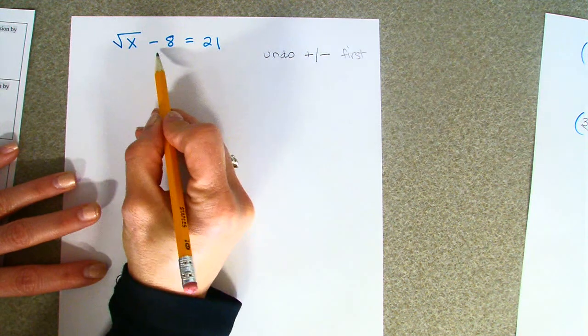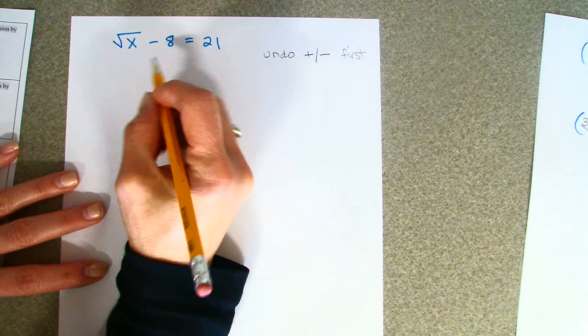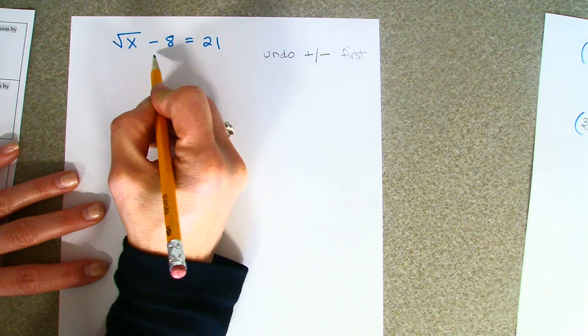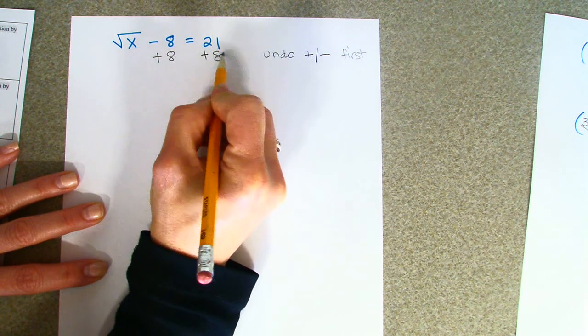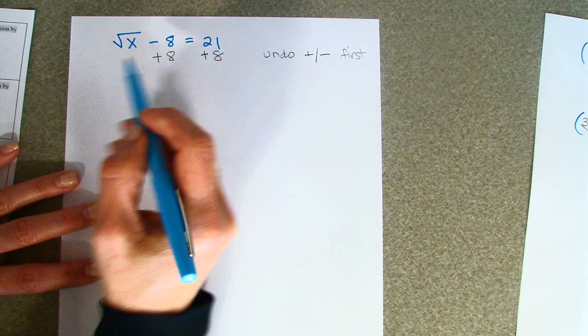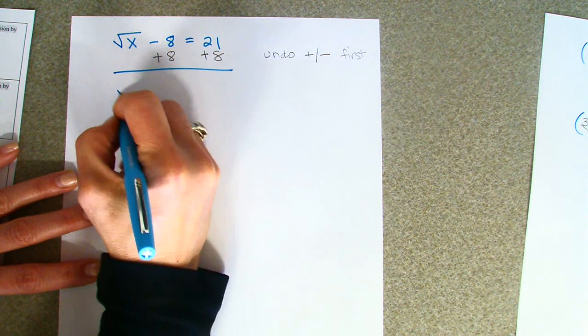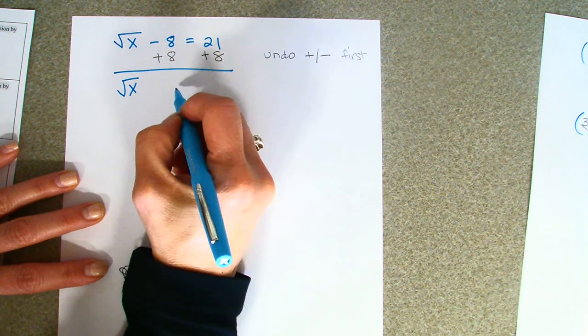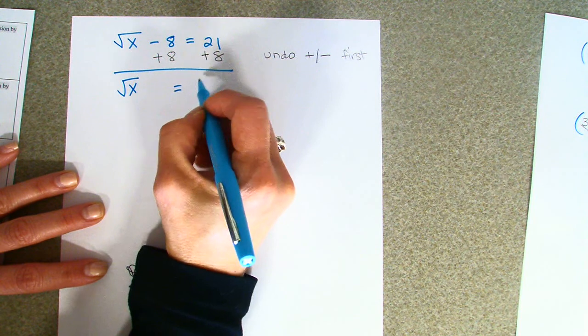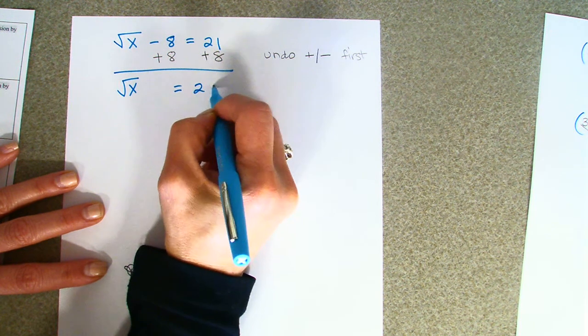So that means because I see a minus 8, that's what I'm going to undo first to get x by itself. And the opposite of a minus 8 is a plus 8. So I'm going to do that on both sides of the equal sign. I still have the square root of x. The minus 8 plus 8 cancel out. I've got my equal sign, and 21 plus 8 is 29.